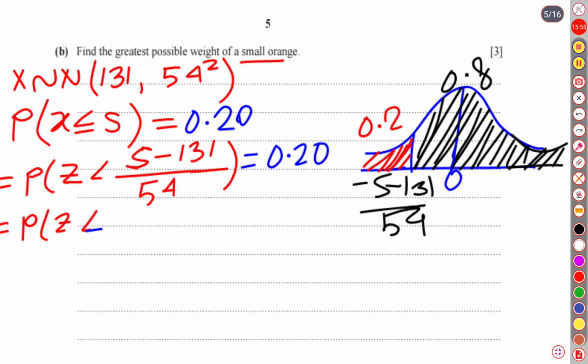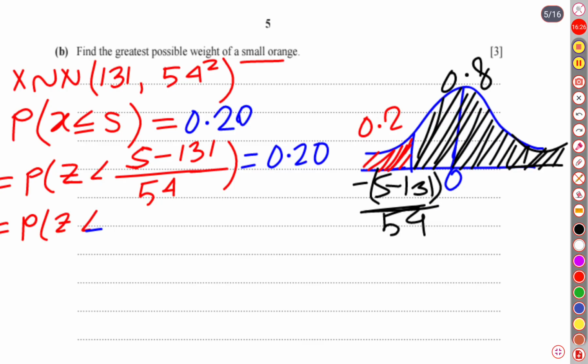So one thing is very sure, that our z score is actually negative, because it is lying on the left side of the mean line, where the mean standard deviation means 0. All values lying on the left side are negative, and all values lying on the right side are positive. So one thing is very sure, that our z score is negative. Now we will have to find out the corresponding z score when the probability is 0.8.